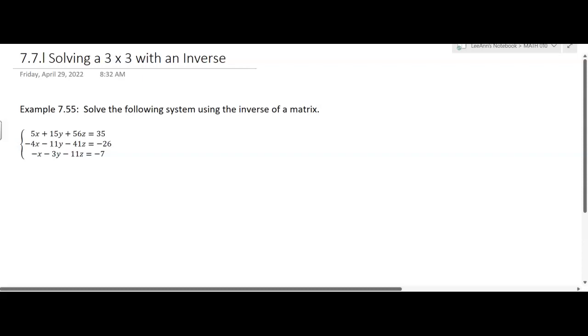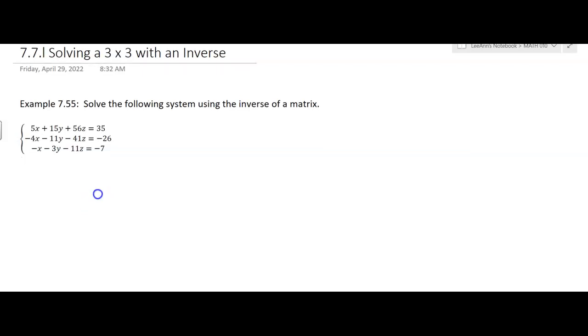Okay, so this is a big problem. It's going to take some time. I recommend you get a full sheet of paper, maybe two, just to have on hand. Not that it's going to take 2 pages, but you might want a scrap piece of paper.